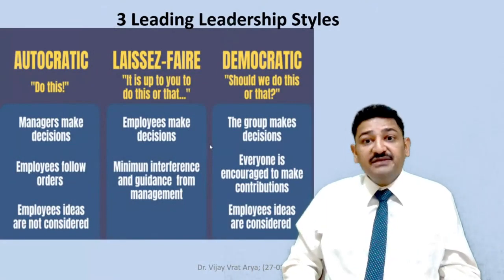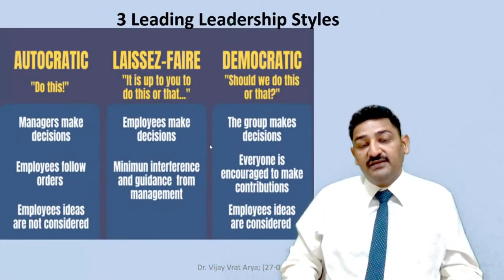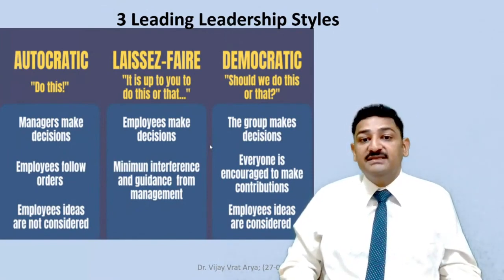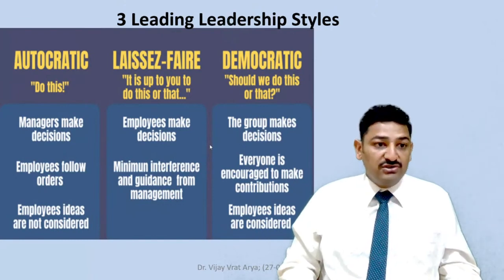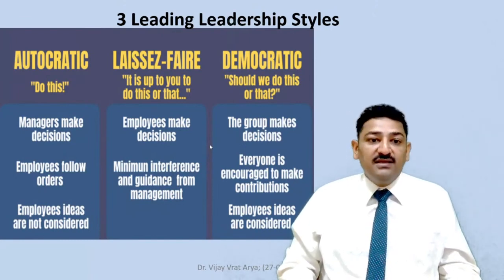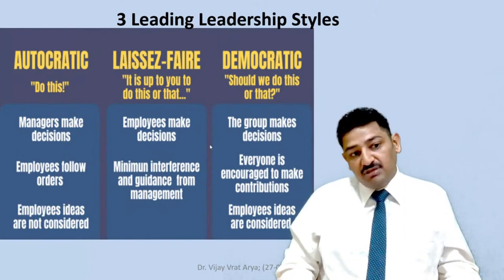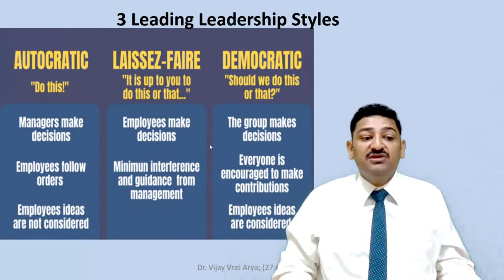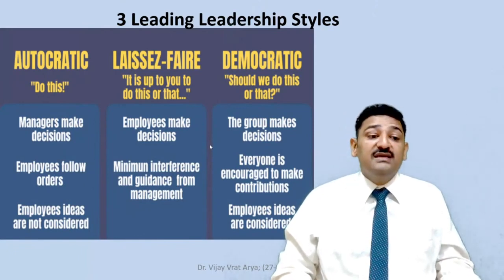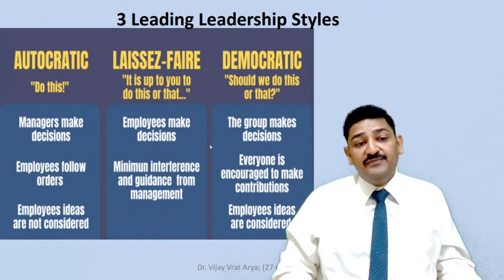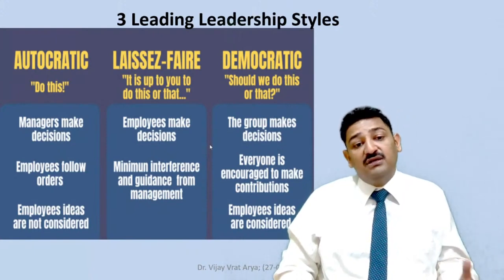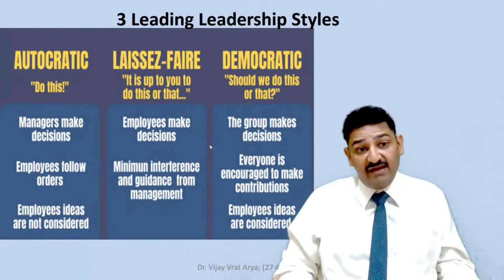Three important leadership styles very commonly noticed in corporates are the autocratic, second is laissez-faire, and the third is the democratic one. In the case of the autocratic leadership style, more emphasis is on employees following the orders, and the top management makes the decisions. The employees simply follow the instructions or orders given by the managers, and they are not considered for any unique ideas that they might have.